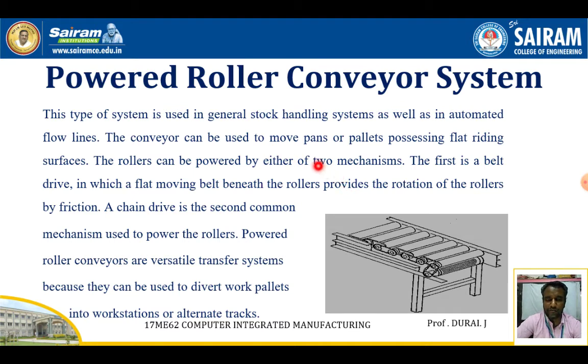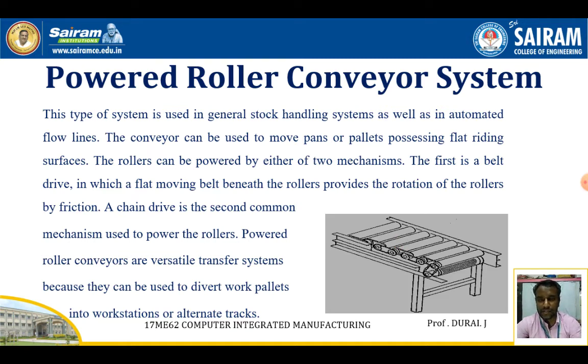The rollers have to be fixed here. The first machine is fixed at a certain height. The second machine is again fixed at a height comparatively lower than the first machine. Once the first machine's work is over, it drops the component onto the conveyor. Due to gravitational force it moves on to the second machine. Like that it works, and that is called the gravity type conveyor system.